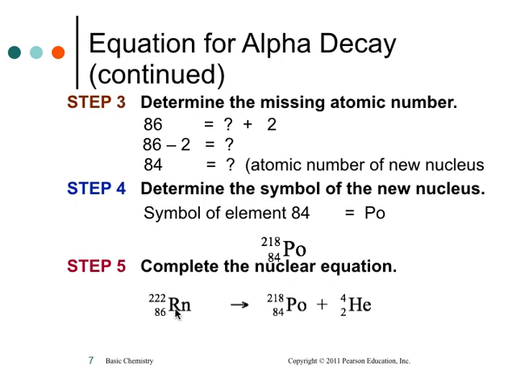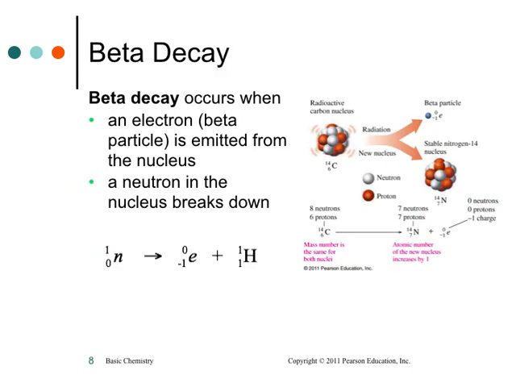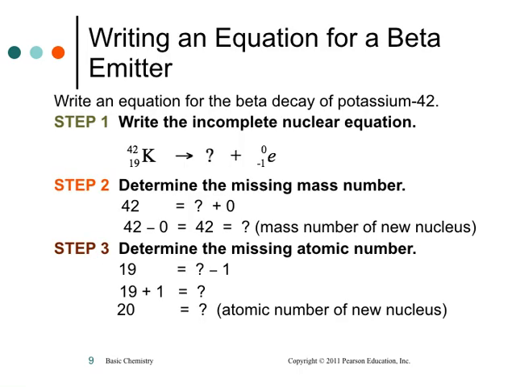So when radon 222 disintegrates by alpha radiation, it immediately becomes a different element. It becomes polonium 218. That's alpha radiation. Beta radiation is the same concept, but you're not emitting an alpha particle, you're emitting an electron. So you have to take care to make sure that the charges are taken care of.